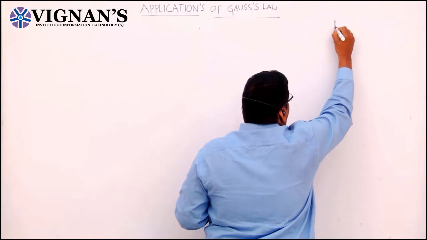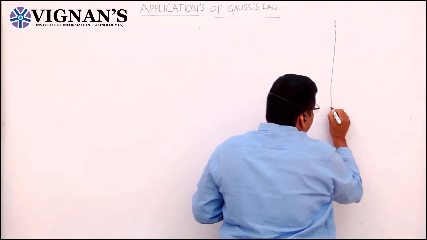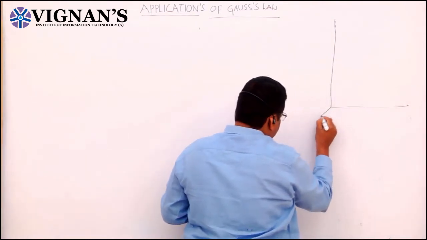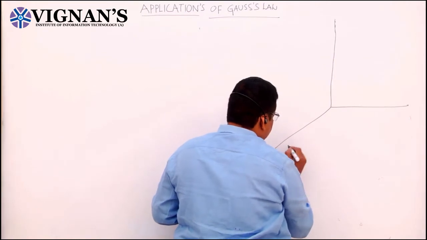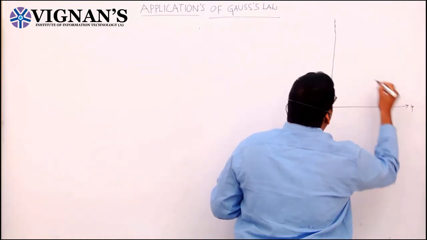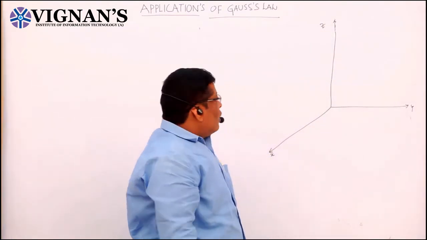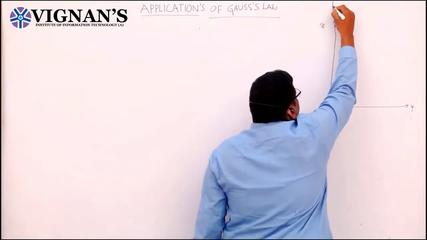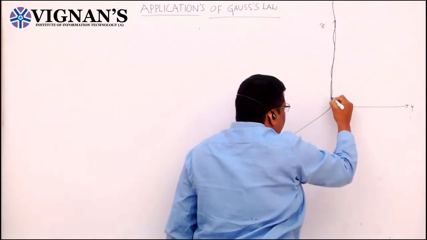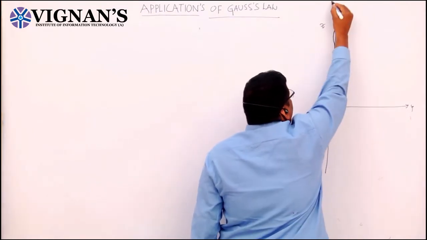This is the z-axis, this is the y-axis, this is the x-axis. X, y, z. On the z-axis we are keeping the infinity line charge. This one is the infinity line charge.